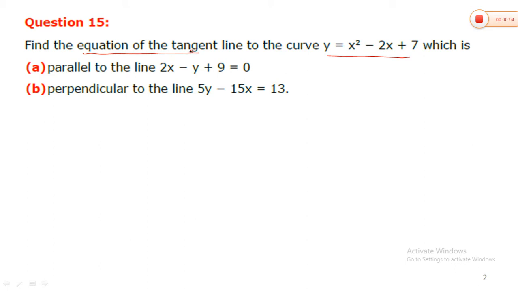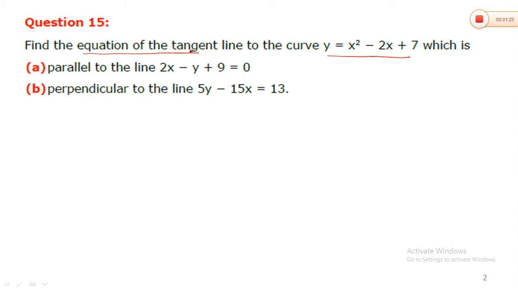Once again, we know that to find the equation of tangent, we require the point of contact, that is the tangent point, and the slope. If we know the slope and tangent point, then using the slope point formula, easily we can find the equation of the tangent.